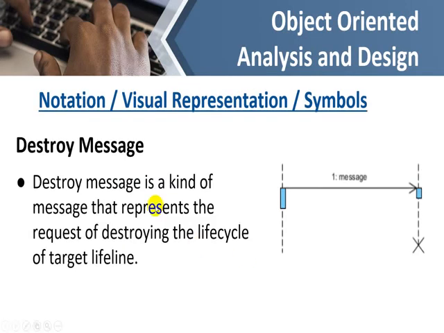Destroy message. Again, an object does not live for long, right? Till the time we need it, we just keep it there, or we can just remove it when its job is done. So, destroy message is a kind of message that represents the request of destroying the life cycle of target lifeline. So this message that we send, destroy, in fact, just destroyed that particular target lifeline. So it is no more here. After this, it will not work.